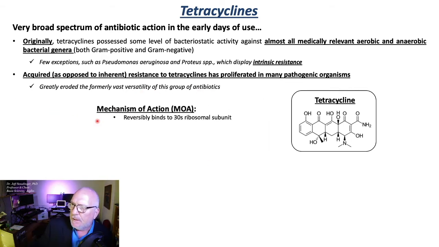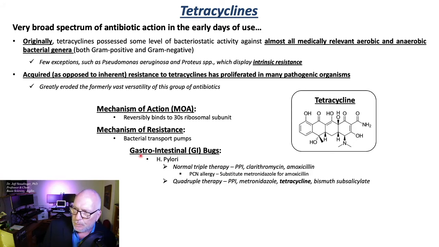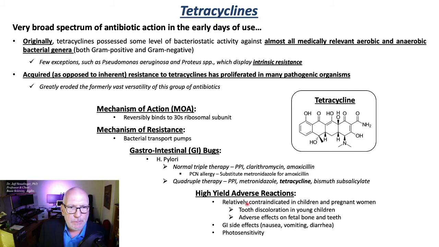The mechanism of action of tetracyclines: they reversibly bind to the 30S ribosomal subunit, inhibiting translation. Shown here is the structure of tetracycline. Bacteria acquire resistance to tetracyclines through the rise in the expression of bacterial transport efflux pumps. So they merely just pump the drug back out. GI bugs still treated with tetracyclines include Helicobacter pylori, especially in quadruple therapy, adding tetracycline to proton pump inhibitors, metronidazole, and bismuth subsalicylate.